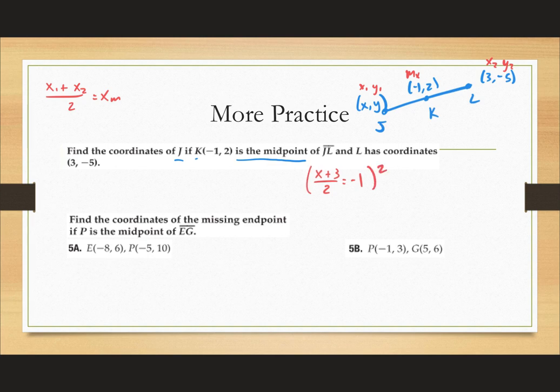Multiply both sides by 2. I have x plus 3 is equal to negative 2. X is equal to negative 5. You do the same thing for the y's. Y minus 5 divided by 2 is equal to 2, because here's our m sub y. Multiply both sides by 2. Y minus 5 is equal to 4. Y is equal to 9. And so your coordinate point is going to be negative 5, comma 9, and that's what J is.